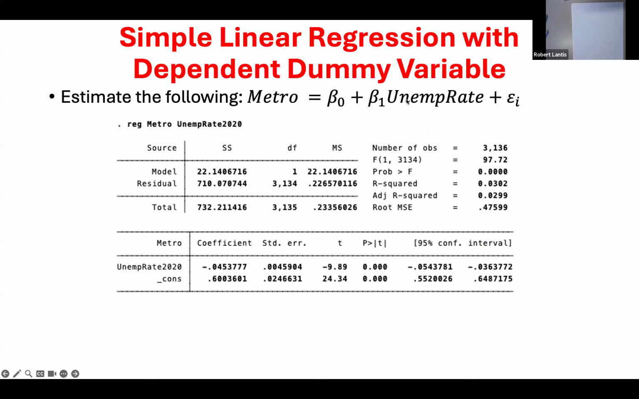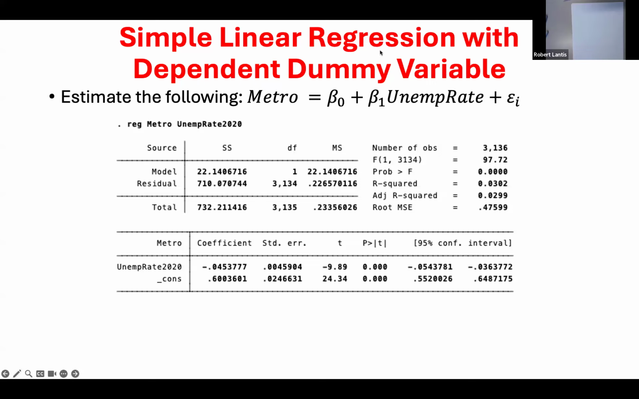Let's say I have the unemployment rate in a county, and I have a dummy variable as my y, or dependent variable, which is whether it's a metro county or not. So inherently, we might think, well, metro areas, in the city, tend to have higher unemployment rates. Well, maybe, maybe not, right? We can test that. That would be my initial inclination.